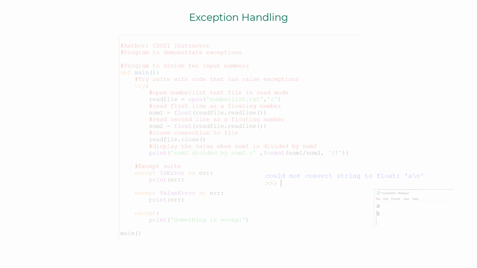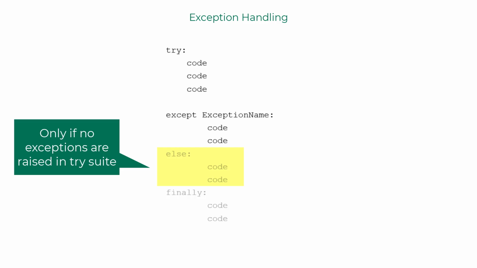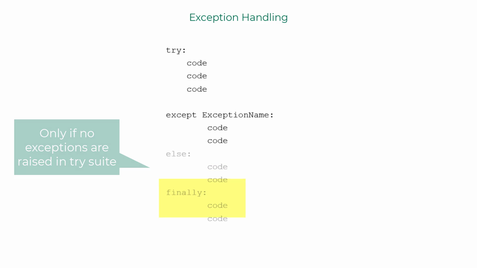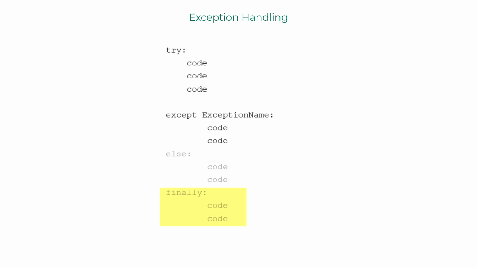All right, let's look at a few optional features of exception handlers in Python. You can optionally use else after the try and except block. The code in the else block is executed only if no exceptions are raised in the try suite. The code within the finally block is executed irrespective of whether the exceptions are raised or not. The usage of else and finally is optional. You can use it wherever you deem that to be necessary.